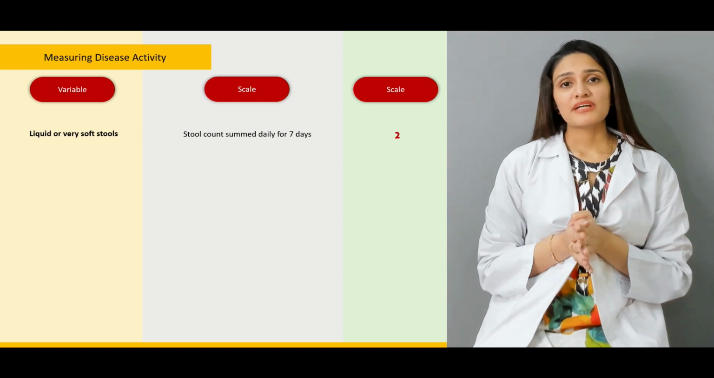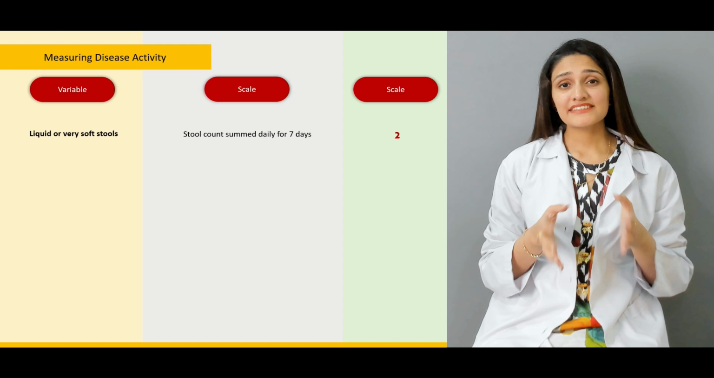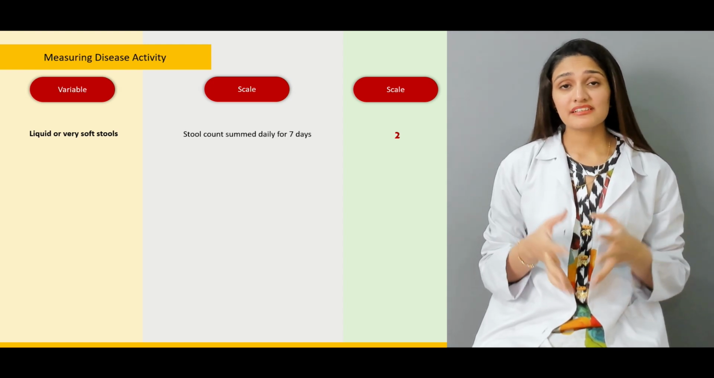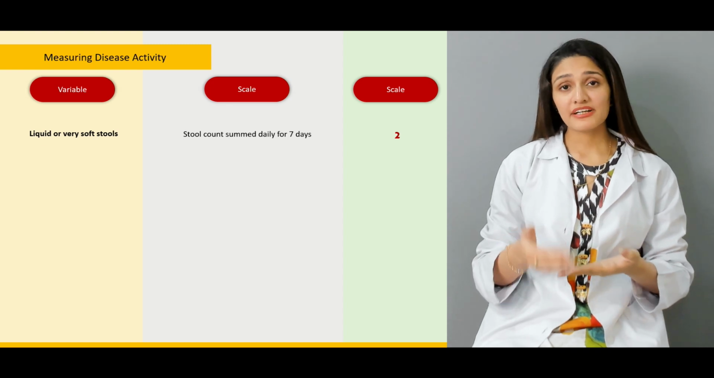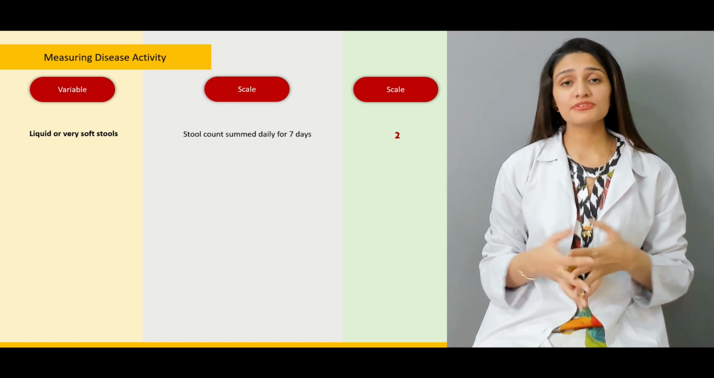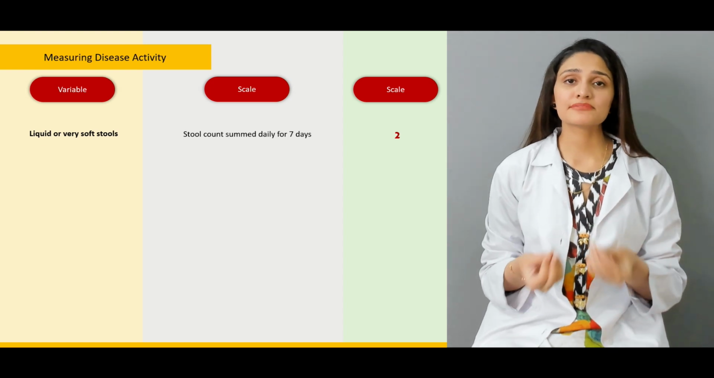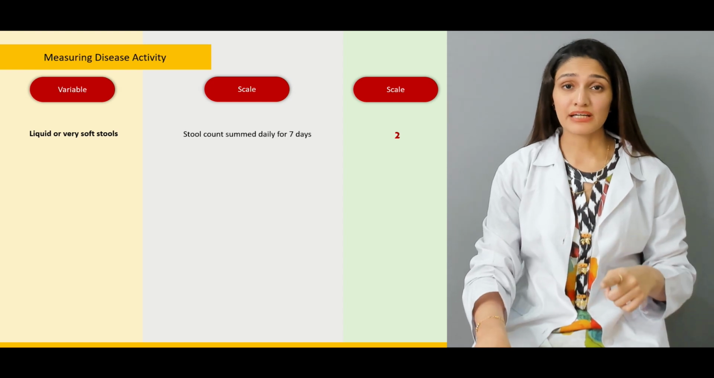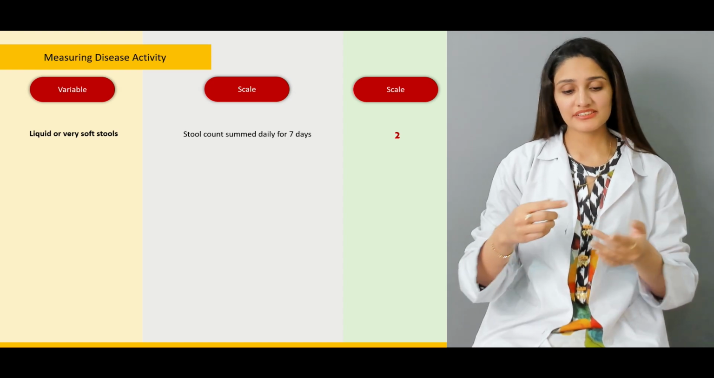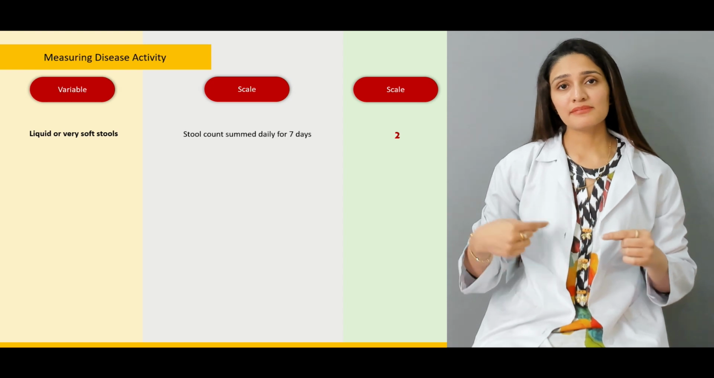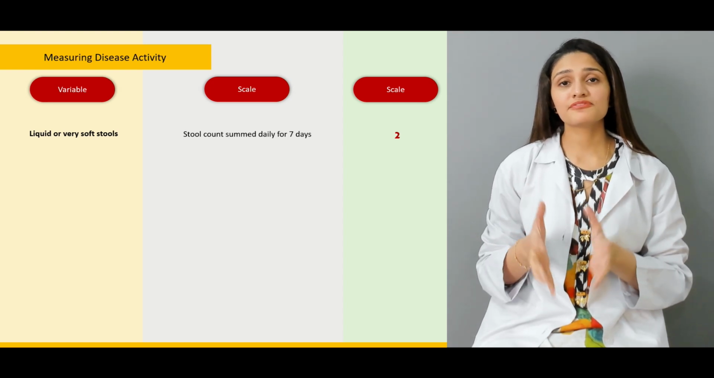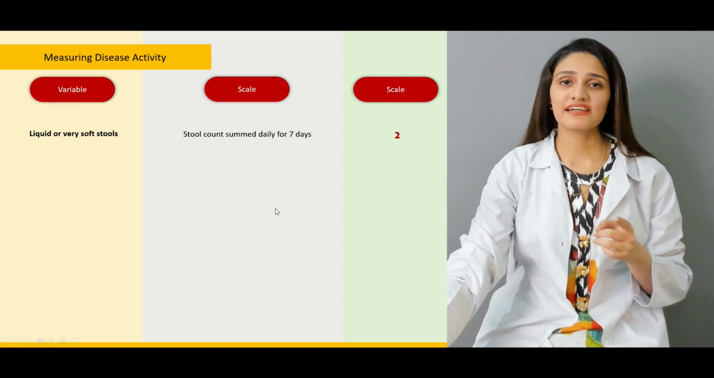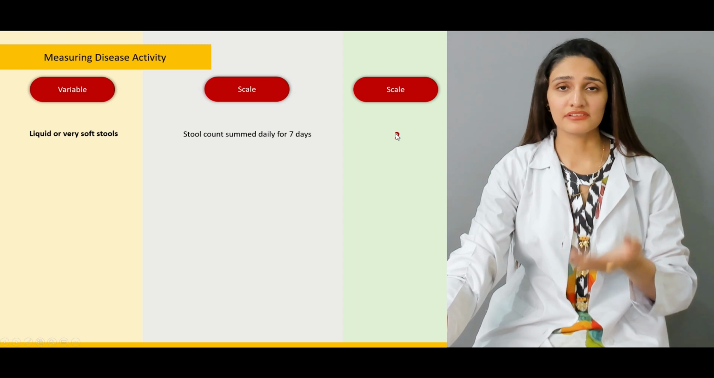We're going to be asking the patient, is his loose stool very common throughout the day? We're going to be asking about the number of times that he goes to the washroom for these loose stools. So it's going to be counted on a daily basis, and then we're going to be counting it for a consecutive 7 days. And then this scale will be multiplied by 2.